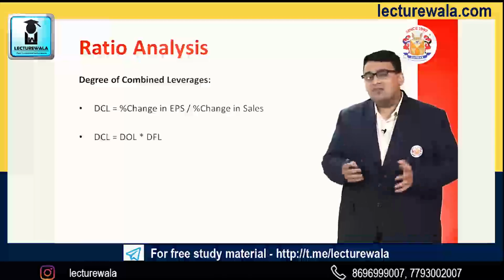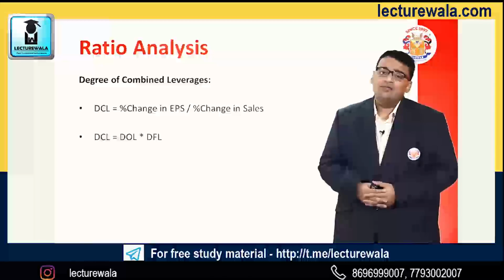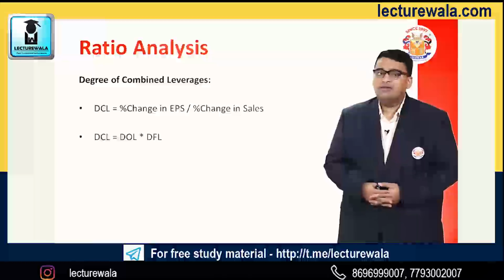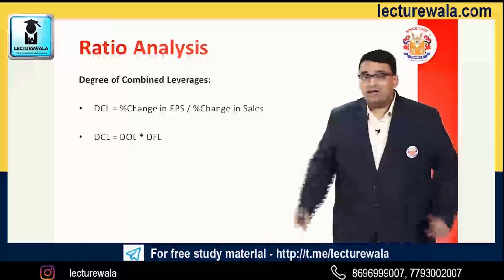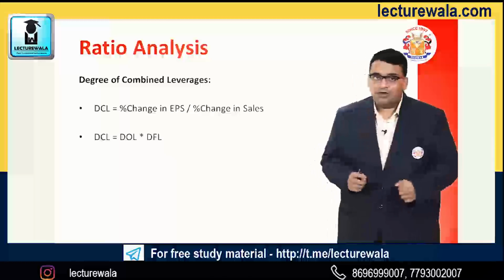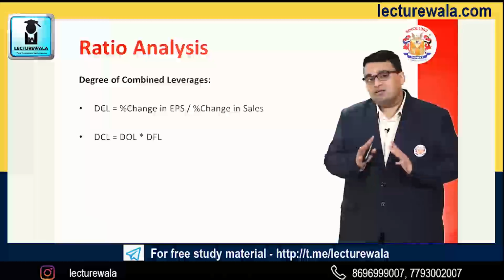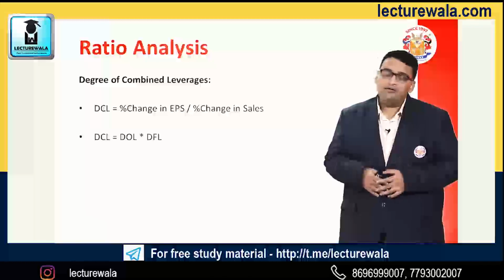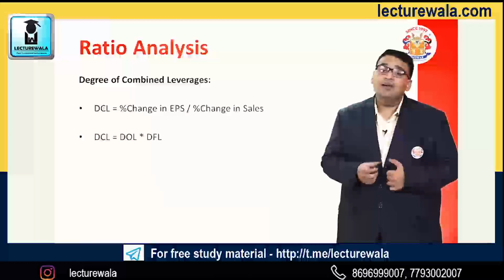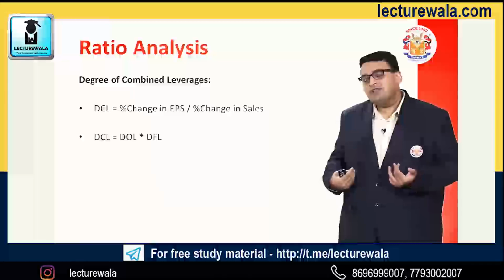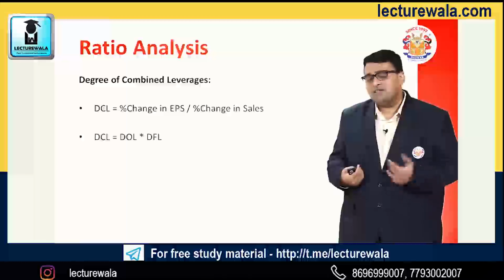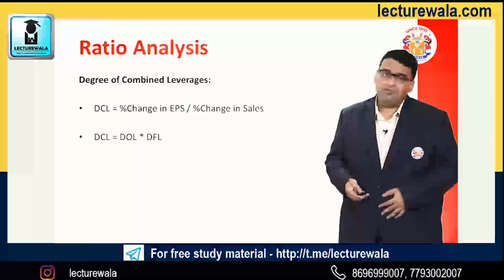As a result, we can also say that if you want to derive the degree of combined leverage, it can be derived through the formula of degree of operating leverage multiplied by degree of financial leverage. That means if both leverages, operating leverage and financial leverage, get combined, it will give you the combined effect: if there is a change in $1 of sales, how it is going to affect the EPS of a particular company.